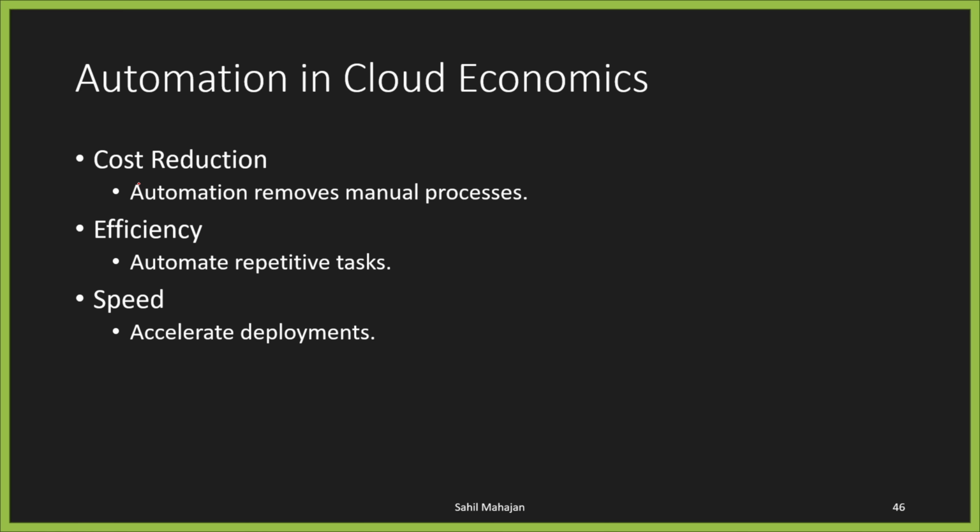Moving on, we are going to end off the cloud economics with automation in cloud economics. So you can actually automate a lot of things in AWS, which helps you in return to reduce your cost. Automation, as we know, removes a lot of manual processes, a lot of repetitive tasks that you have to do, which increases efficiency and will also reduce your cost in return.